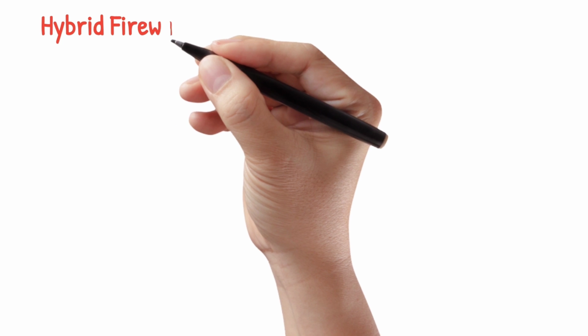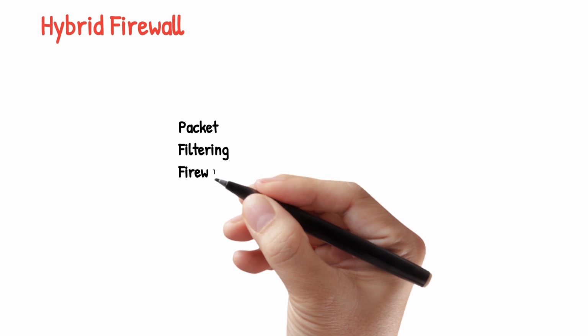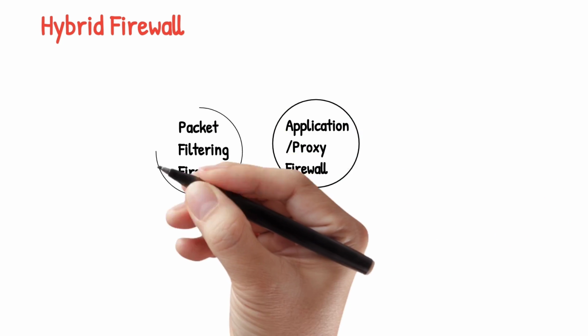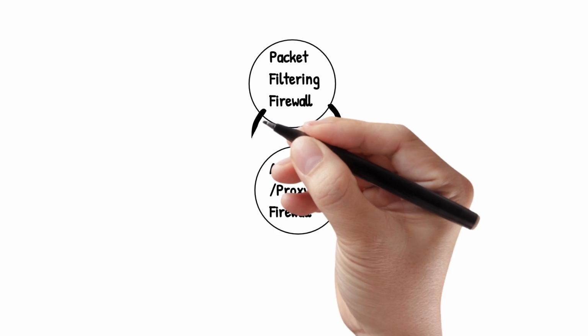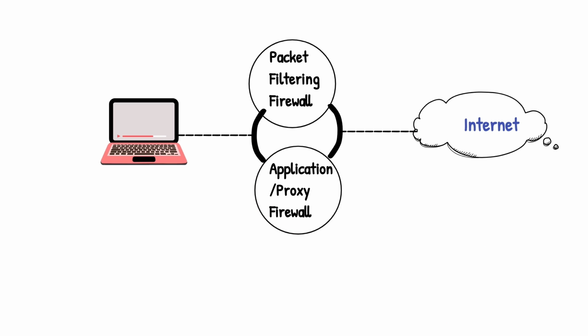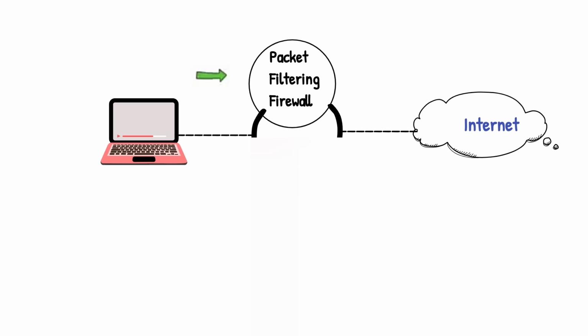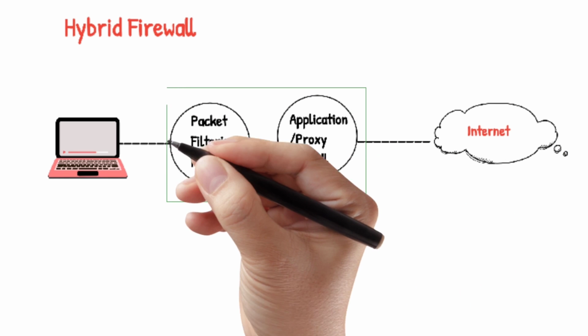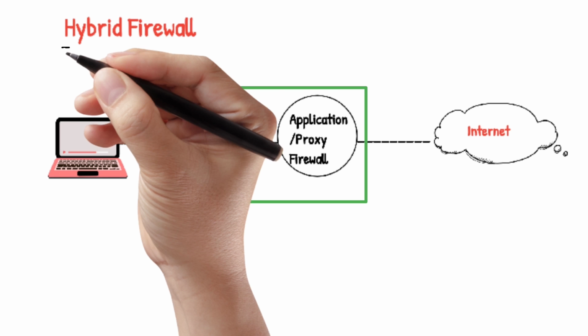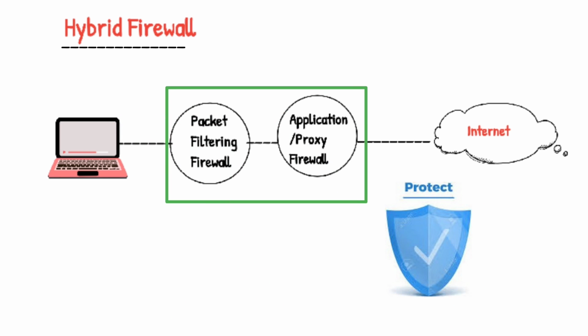Third is hybrid firewall. Hybrid firewalls combine packet filtering firewall and proxy firewall in series to enhance the security. If they are connected in parallel fashion, then the security of the connection will be reduced to the parameters defined by the packet filtering firewall. That is, application firewall will be of no use if the two firewalls are connected in parallel fashion. For this reason, hybrid firewall uses packet filtering and application firewall in series. As a result, hybrid firewall provides the best security compared to packet filtering and application firewalls.